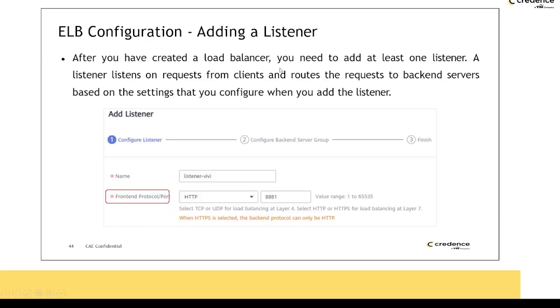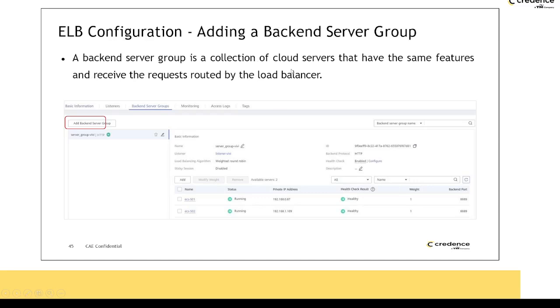After you add a listener, then you need to add a backend server group. So which group do you want to add to the listener? The backend server group is a collection of cloud servers that have the same features and will receive the requests routed by the load balancer. So you click this one, then you can choose which ECS that you want to add to the listener.